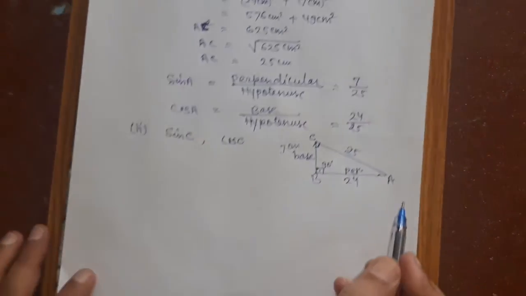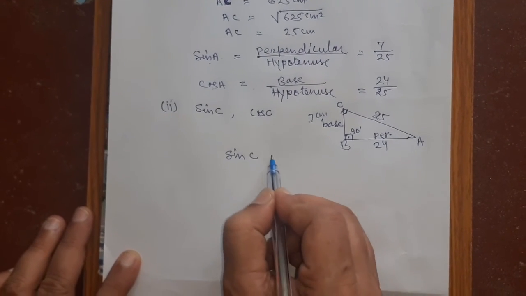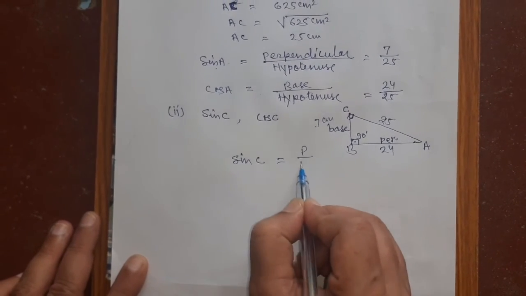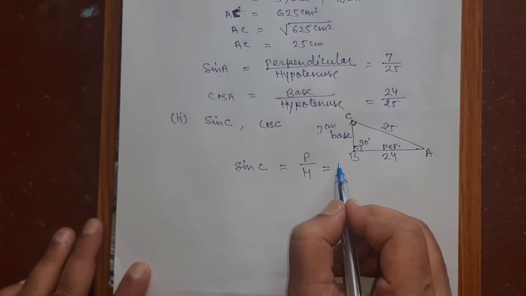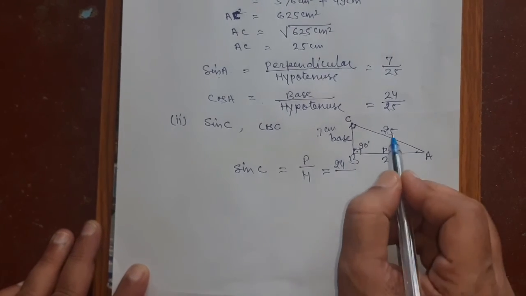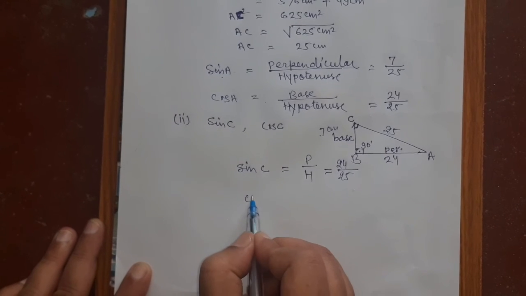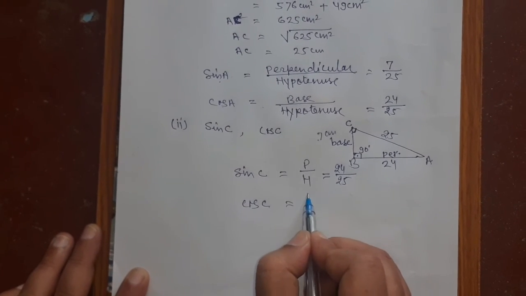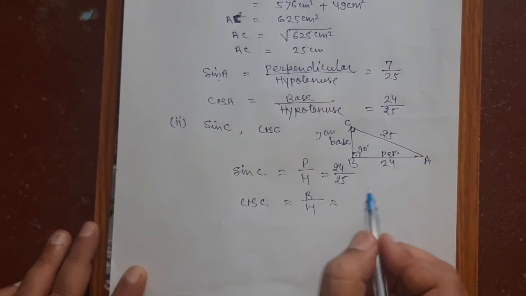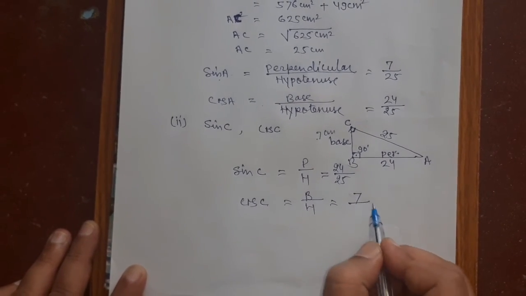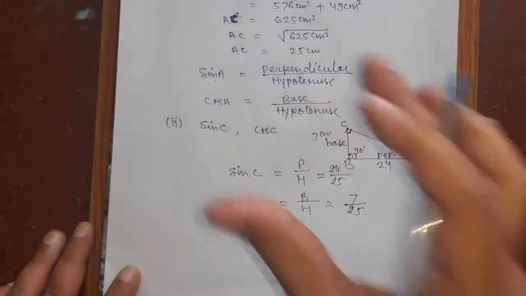This is 25. Now we will say sin C again perpendicular upon hypotenuse. Your perpendicular is 24 and hypotenuse is 25. And cos C we have base upon hypotenuse. Now your new base is 7 upon hypotenuse 25. This is your question first.